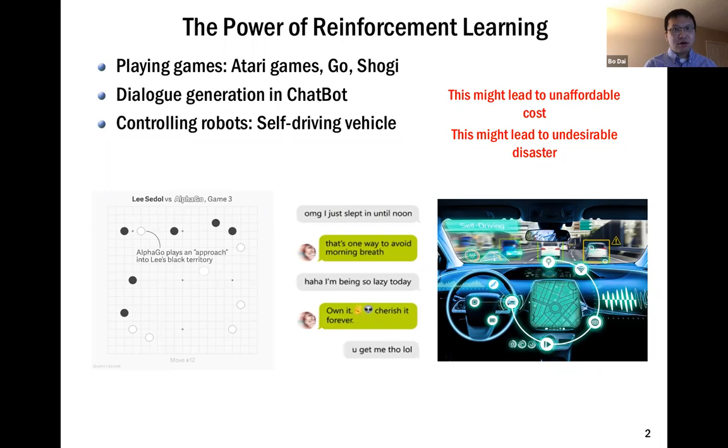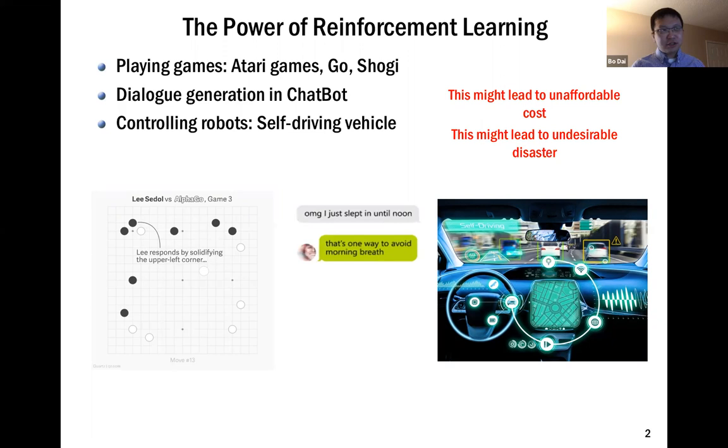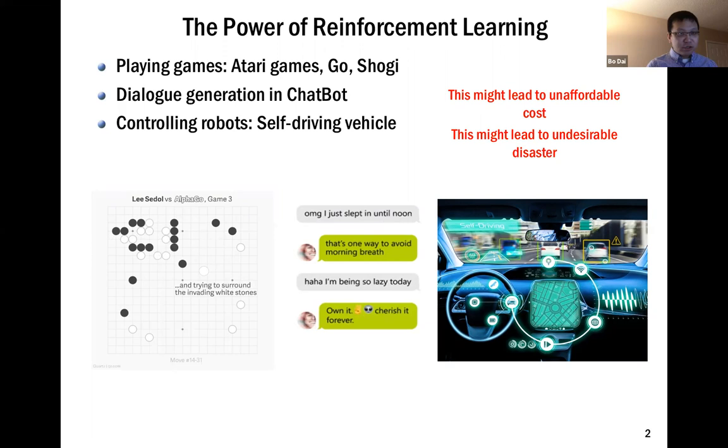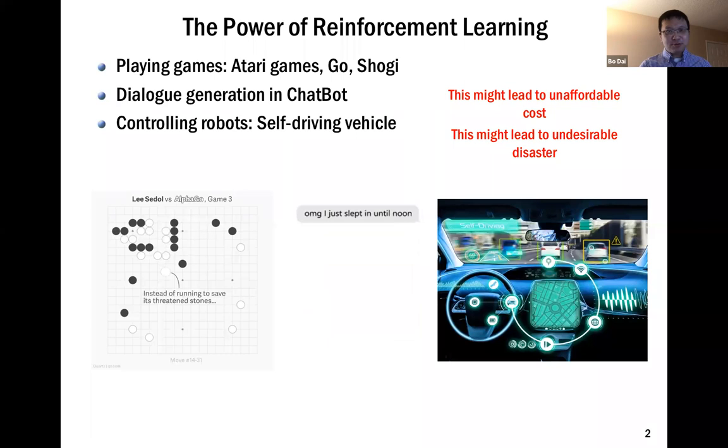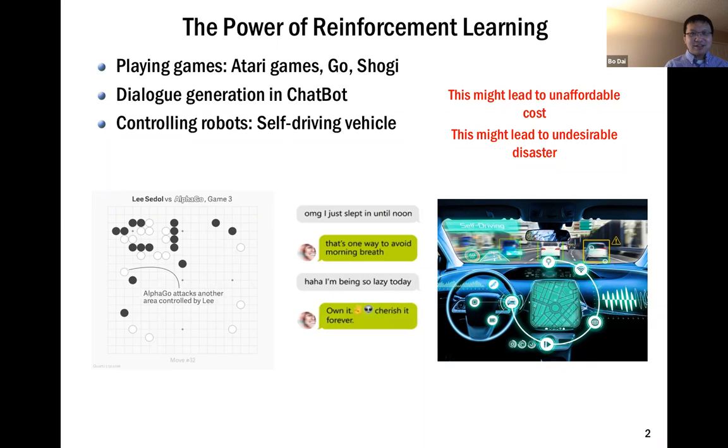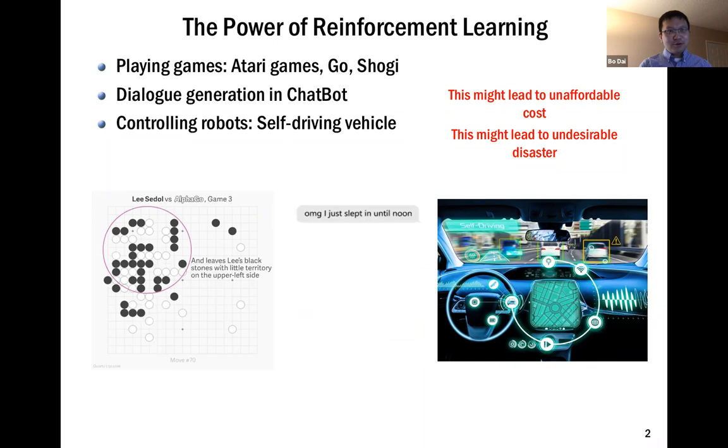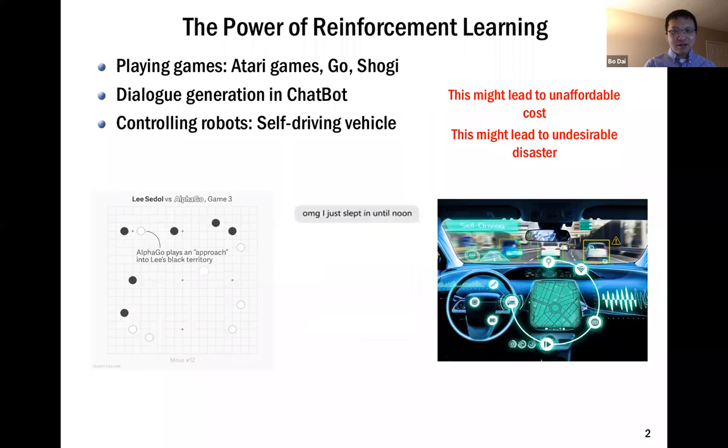For example, in dialogue evaluation and generation, if you use vanilla reinforcement learning, you need to play with the chatbot with some humans. That means you need to hire at least some humans to play with your chatbot. So you see, this is sometimes unaffordable. And also in a self-driving car, you can never just deploy your policy directly to the vehicle. This will lead to unexpected disaster, which hurts both pedestrians and the driver in the car.